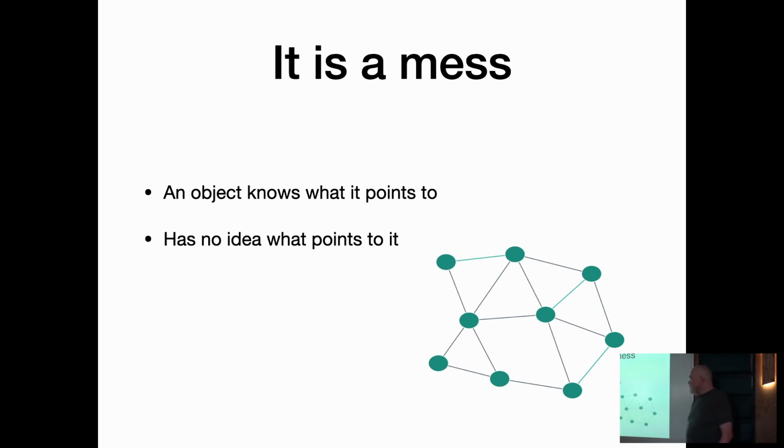So in the end, it's a mess. An object knows what it points to, but it has no idea who points to it. And if you want to know anything, you need to do a complete visit of the whole graph. Which, if you ever had the problem that you had an object that didn't get garbage collected, and you wonder who points to it, and you have pointer finders that walk over the whole image to find incoming references, for example. So it's really a mess.